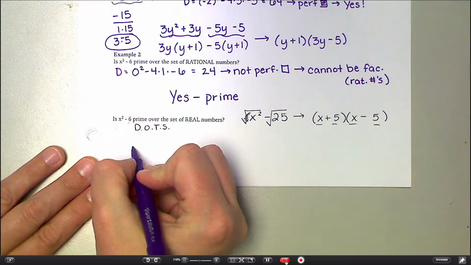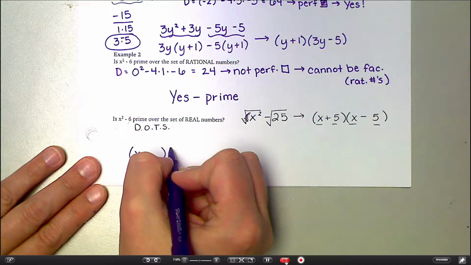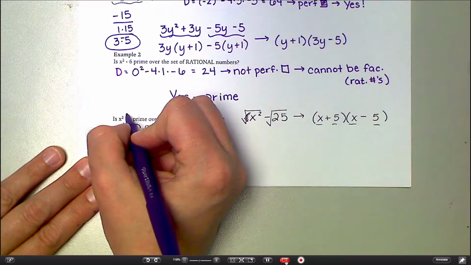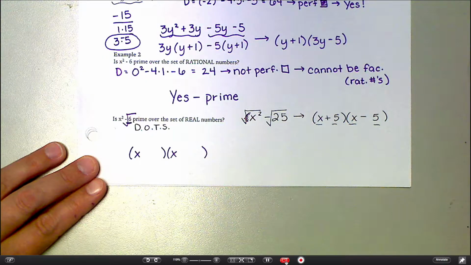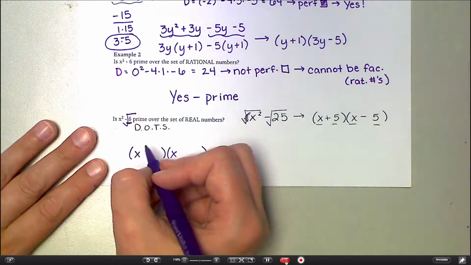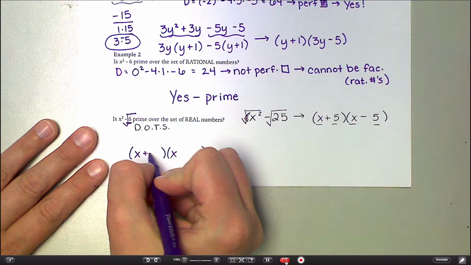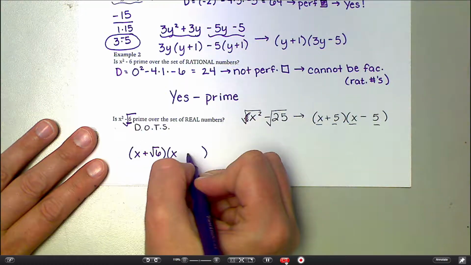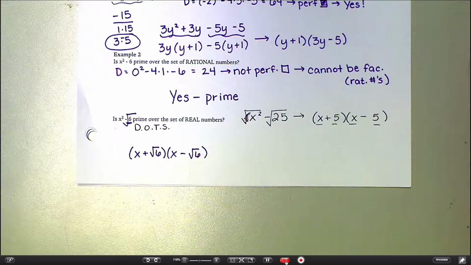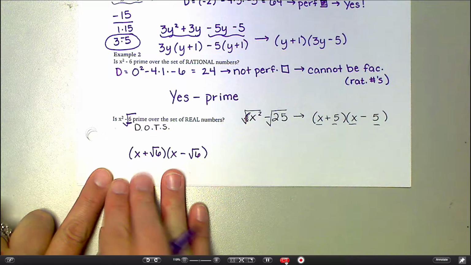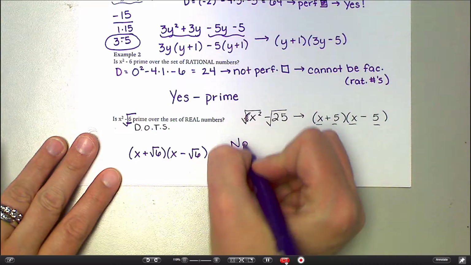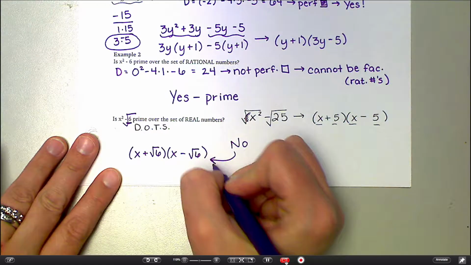I can do x and x, but when I go to do this number, I have to use the square root of 6, which is a real number. It's not a rational number, but it's a real number. And I'm just going to leave it like that: plus square root of 6 and minus square root of 6. And then that's it. That's factored. So the question, is it prime? No, it's not prime because I just factored it.